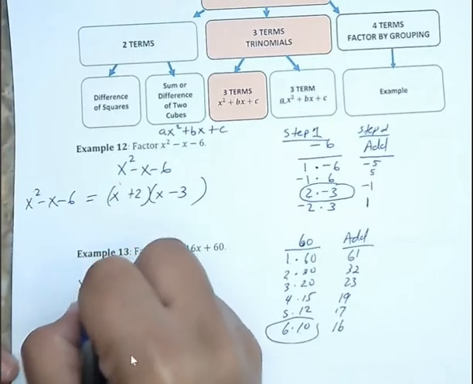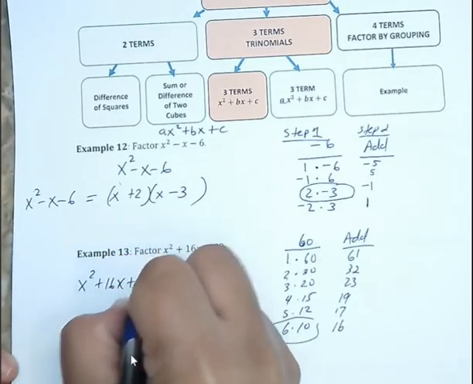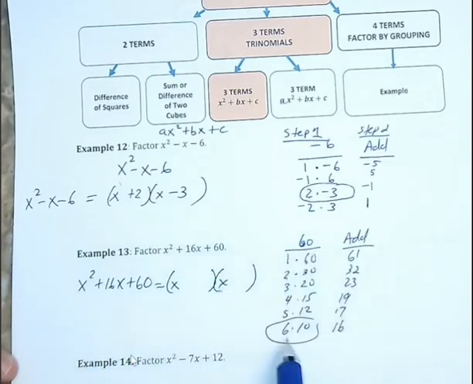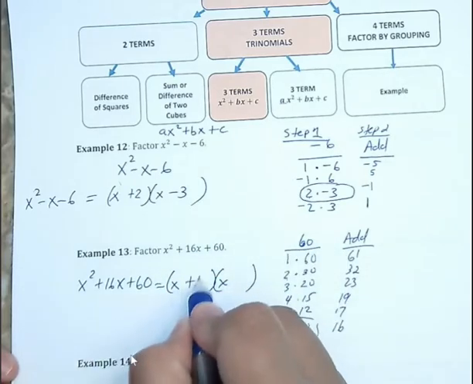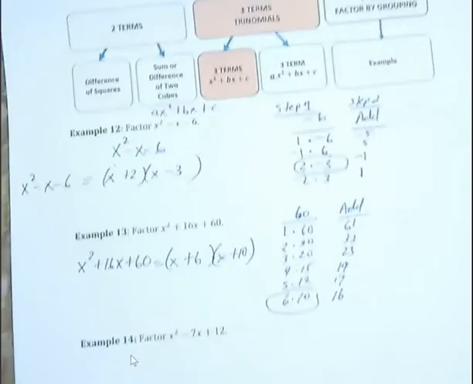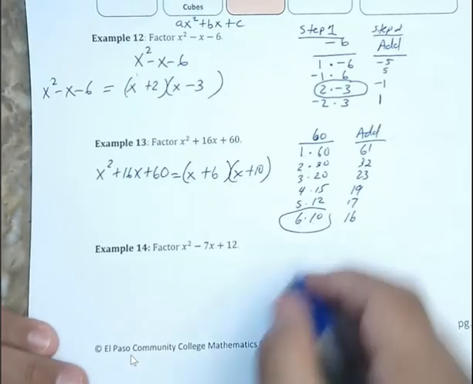So we can write x squared plus 16x plus 60 is equal to x times x, and then I'm going to use these 2 factors, plus 6 and plus 10. If you're not sure if you're doing this correctly, you can check your work. If you multiply x times x, you get x squared. X times 10 is 10x. 6 times x is 6x, so 10 plus 6 would give you 16. And 6 times 10 would be 60. Okay, let's go on to the next one.